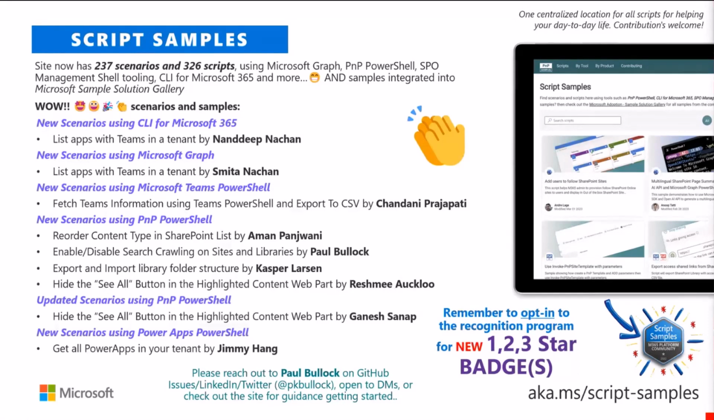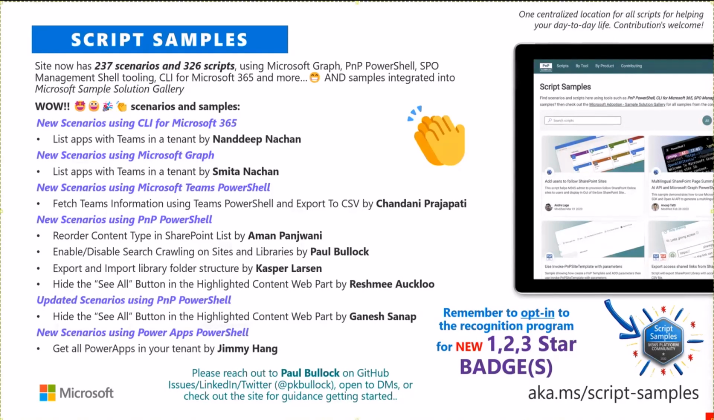by Chandani Prajapati. We've got 4 new samples for PnP PowerShell, so reorder content types in a SharePoint list by Aman. I've created one for enabling and disabling search crawling on sites and libraries. We've got one from Casper Larson, export and import library folder structures. We've got hide CL button and highlighted content by Reshmi Aklu. We've got some updates. So Kanash did some quality updates on the hide CL button highlight button and content web part sample.